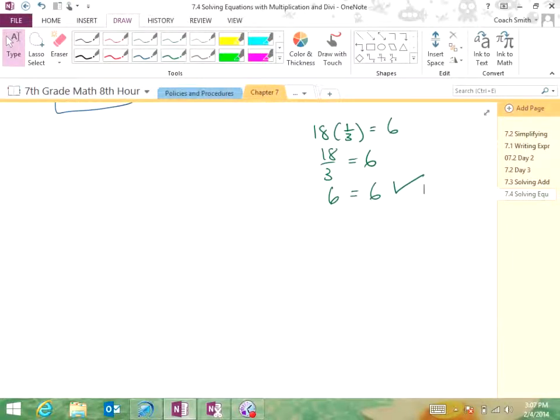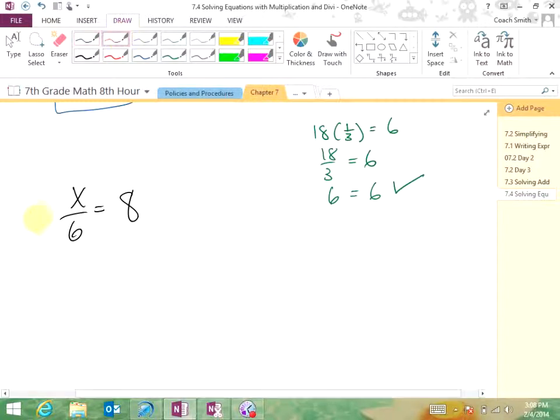Now, next type of problem. X over 6 equals 8. So what they're saying is, I'm going to divide 6 into some number, and I'm going to end up with 8. So what number can you divide 6 into and get 8? In other words, what number does 6 go into 8 times? Right, 48.